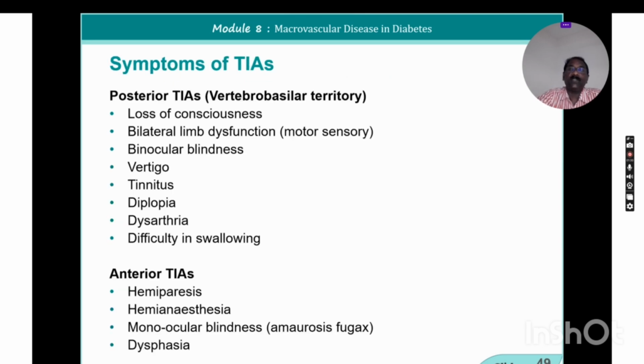So these are all the symptoms. The posterior vessels, that is the vertebrobasilar territory, or the anterior, that is the anterocerebral artery. If you see anterocerebral artery involvement, the people will have hemiparesis, hemianesthesia, monocular blindness, also called amaurosis fugax, and dysphasia. These are all temporary in TIA; by the time they reach the hospital, they are already absolutely normal. They have a history of some hemiparesis, hemianesthesia, monocular blindness or dysphasia. If they involve the vertebrobasilar territories, the posterior TIAs, there is a loss of consciousness for a brief period, bilateral limb dysfunction, binocular blindness, vertigo, tinnitus, diplopia, dysarthria, and difficulty in swallowing. Mostly these are all the history. This is the posterior vertebrobasilar artery involvement.